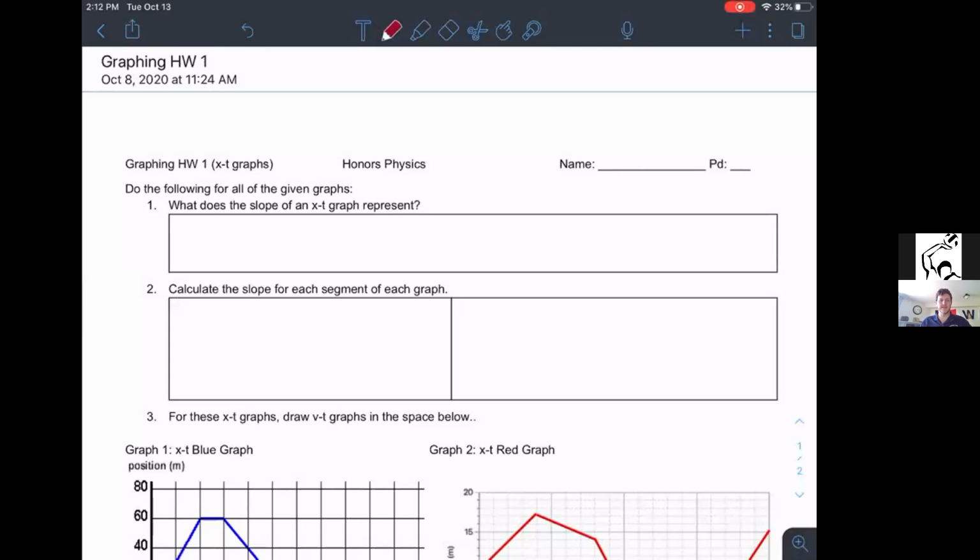Hi, ladies and gentlemen. So I just want to go through graphing homework one. We're going to do one of the two problems. So I'm not going to do all of it with you or all of it for you, but I do want to go through and explain some of it, making sure that we all understand what's going on.